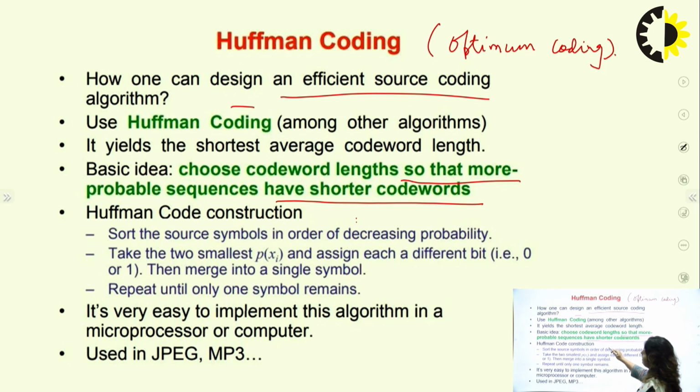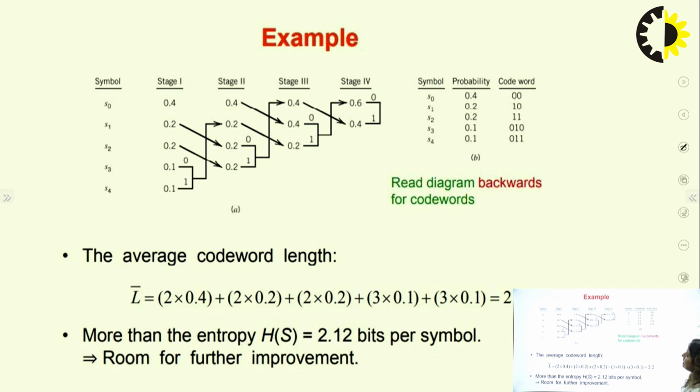Now, Huffman code construction. Firstly, we sort the source symbols in order of decreasing probability. In the first step, take the last two smallest probabilities and assign each a different bit, 0 and 1. Then they are summed and placed into the next column, again in decreasing probability order. Repeat until only one symbol remains. It is very easy to implement this algorithm in a microprocessor or computer, and it is used in JPEG and MP3.